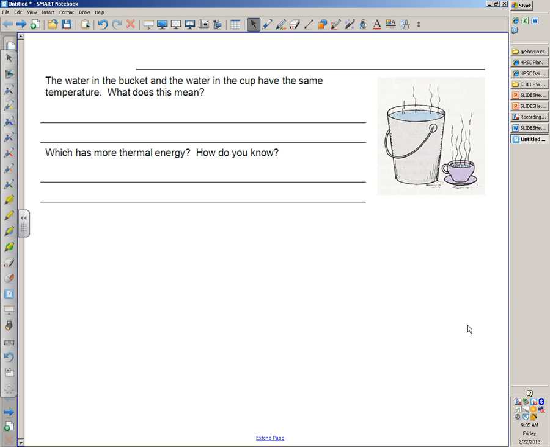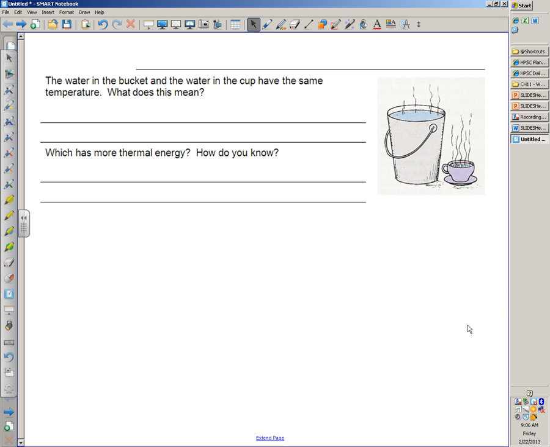Sorry, I misled you guys yesterday. I forgot what your outline actually said. Judging by that picture, we couldn't make an assumption about thermal energy, but if we assume they are the same temperature, the bucket would definitely do more damage to you than the cup of coffee or tea or whatever it is. Okay. Good there?